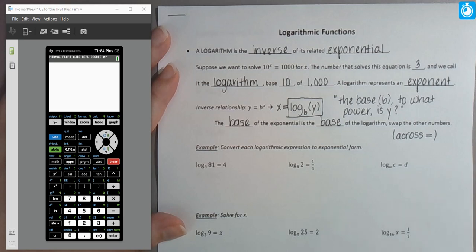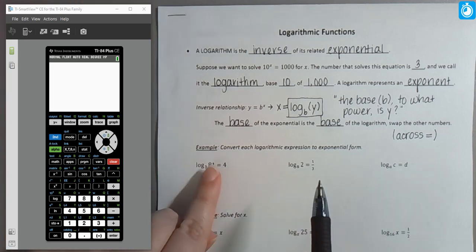So let's just practice doing some conversions to take a logarithmic expression and convert it to something exponential. So our first equation, this is a true statement: log base 3 of 81 is equal to 4.